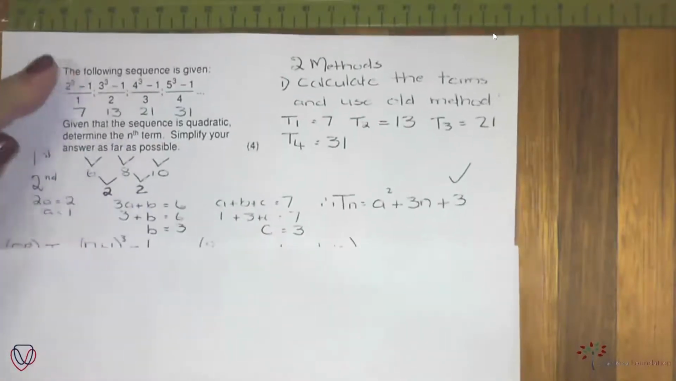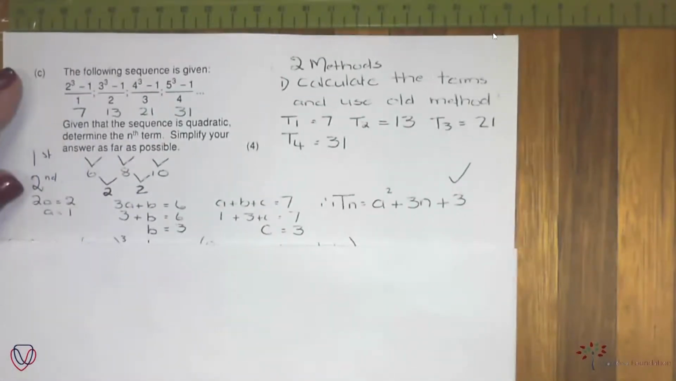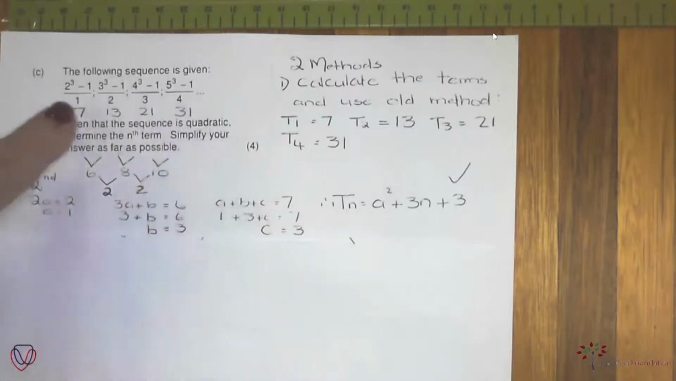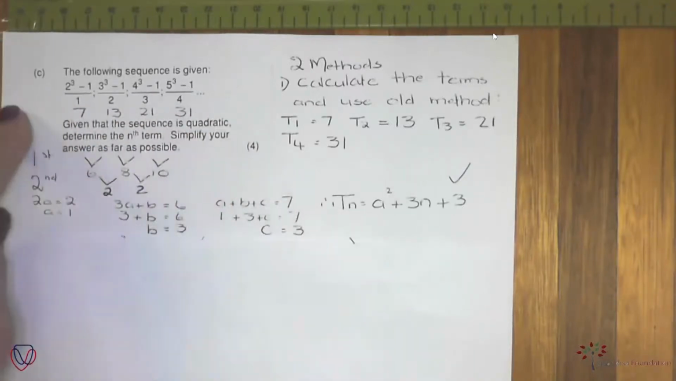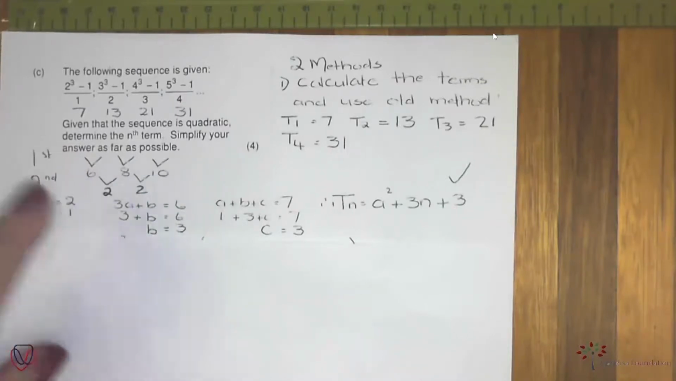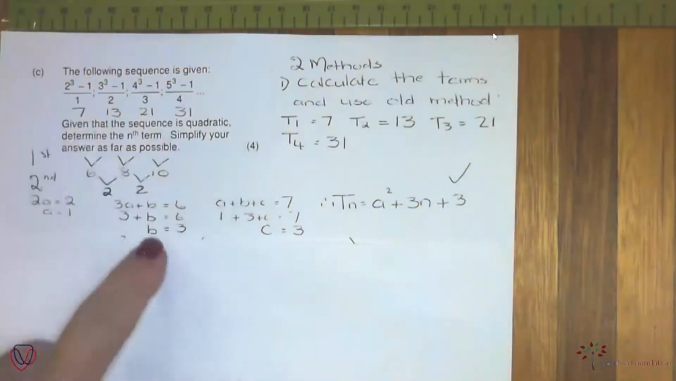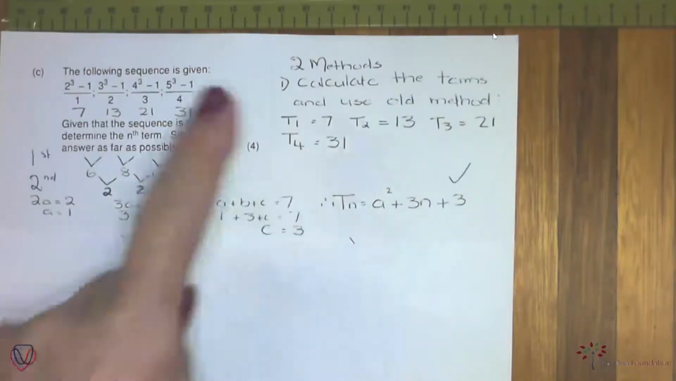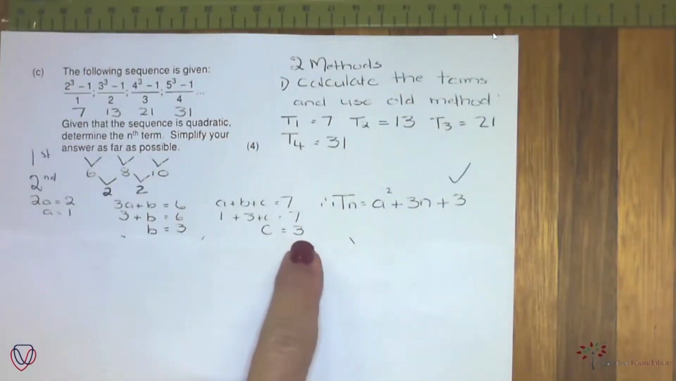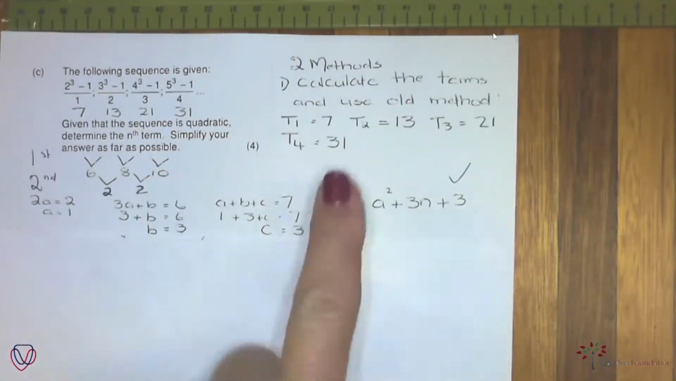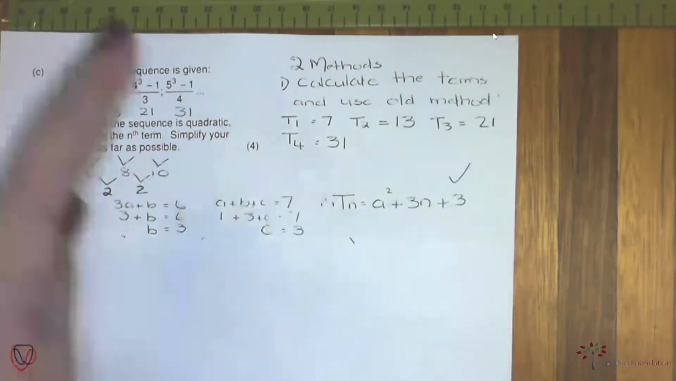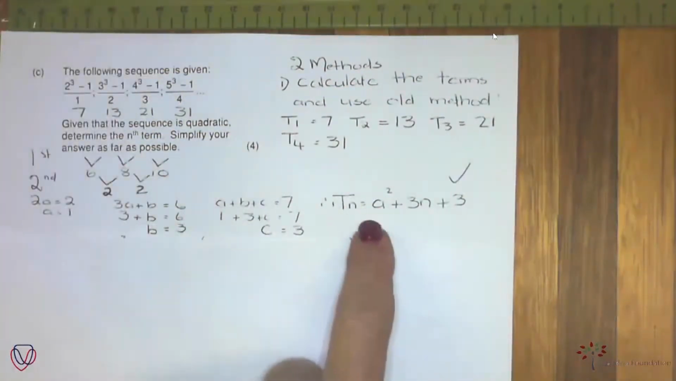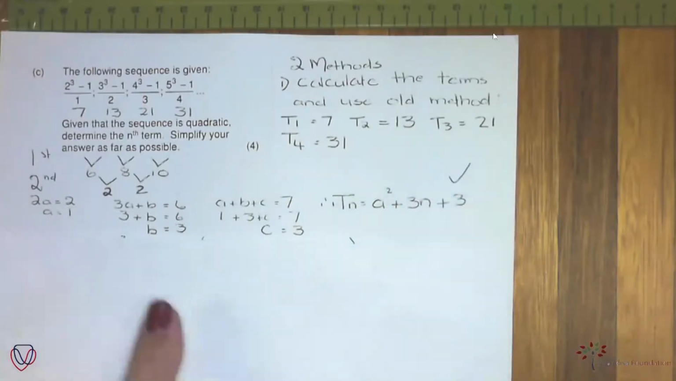Old method, I'm going to do it quickly because this is now very easy. You've got all 3 of them there: the actual sequence, first difference, second difference. 2A is 2, so A is 1. 3A plus B is 6, so B is 3. A plus B plus C is 7, so C is 3. Old method, straightforward method. So the actual nth term of this sequence will be n squared plus 3n plus 3.